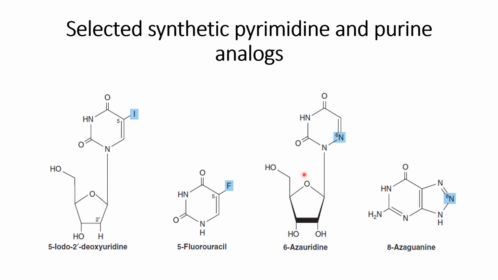These are the structures of the synthetic analogues, whether they are pyrimidine or purine. For example, 5-iodo 2'-deoxyuridine. 2' means deoxy at the ribose sugar. So at 2' position on the ribose sugar, there is the deoxy position. And 5-iodo at the fifth position, 1, 2, 3, 4, 5. At the fifth position, there is an iodo group present. 5-iodo 2'-deoxyuridine.